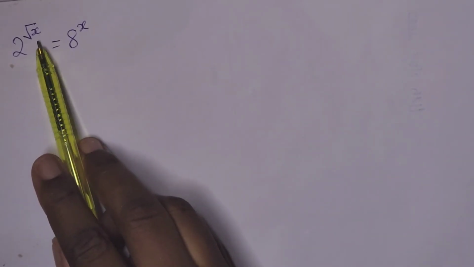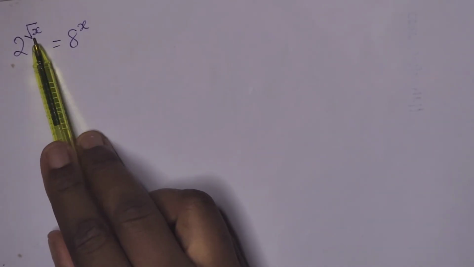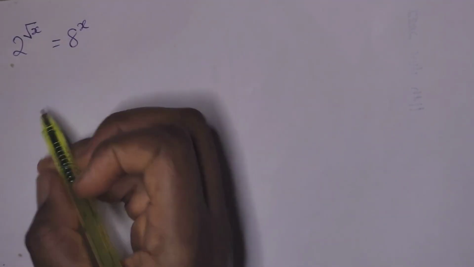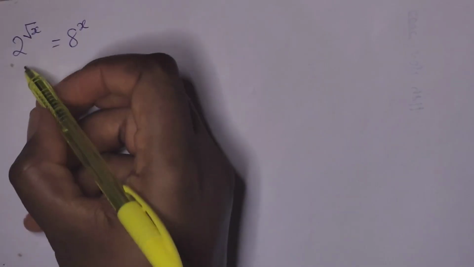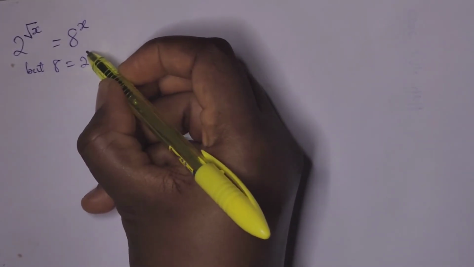So we want to find the value of x in this equation. We have 2 to the power of root x equal to 8 to the power of x. So we want to find x. But 8 is equal to 2 to the power of 3.